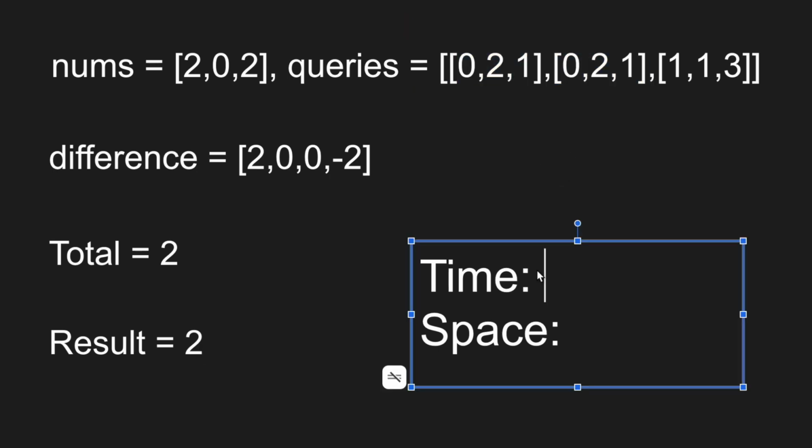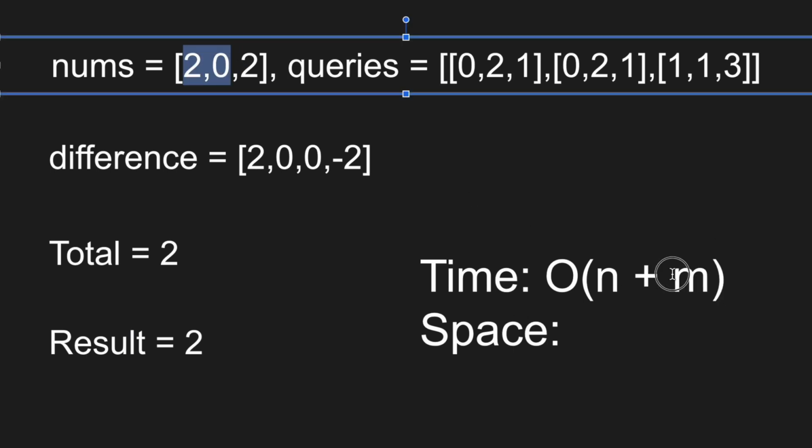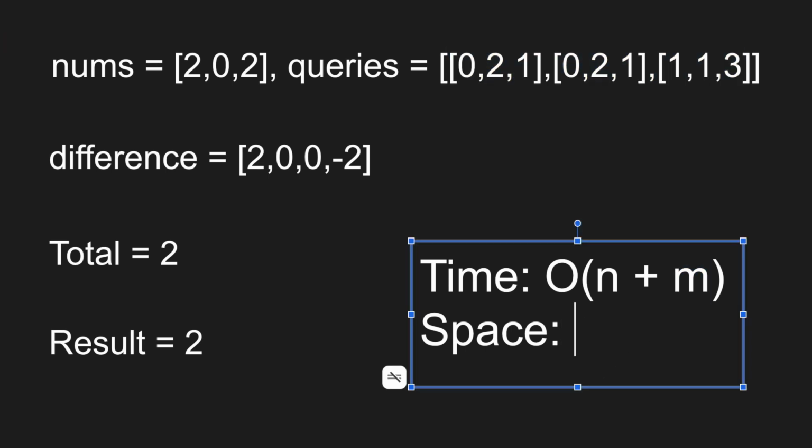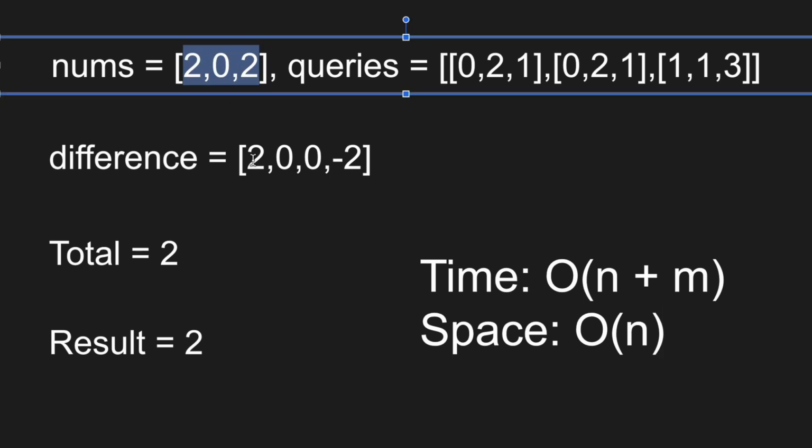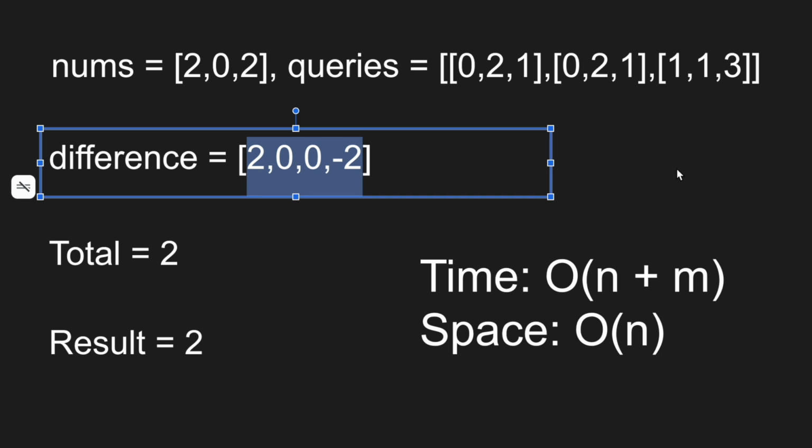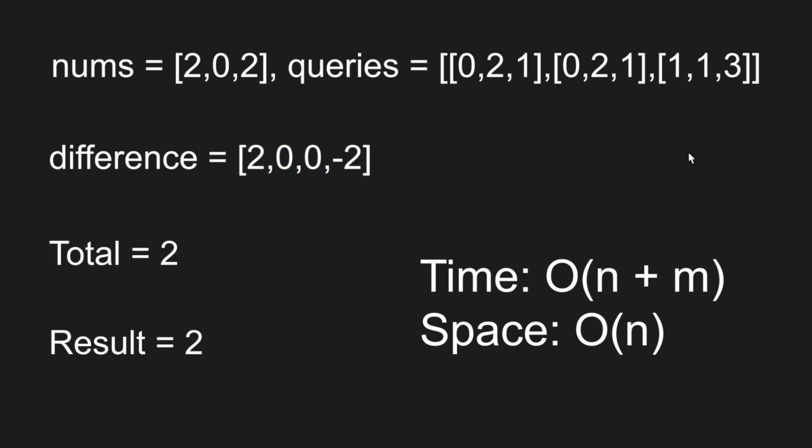The time complexity would be O of n plus m, where n is the number of items in nums, and m is the number of queries, because that is what we may potentially iterate through. And the space complexity would be O of n, where n is the number of values in nums, because that is how long the difference array may potentially be. So now let's get to the coding part.